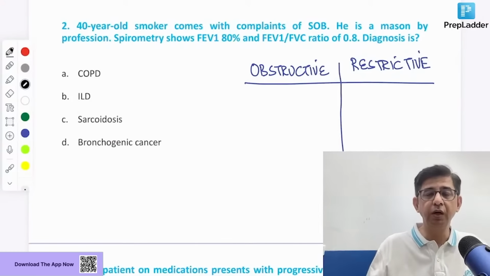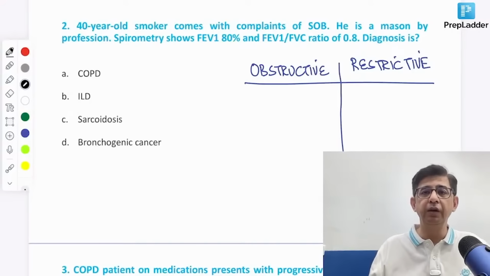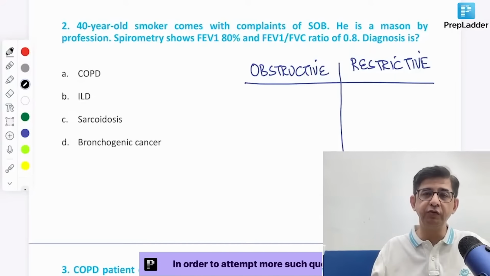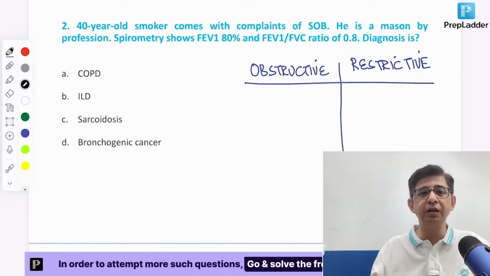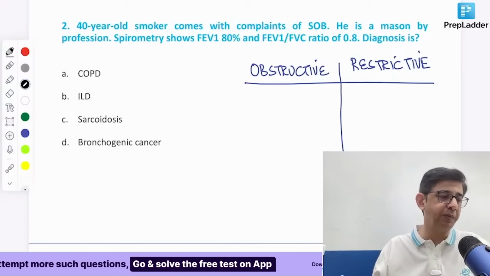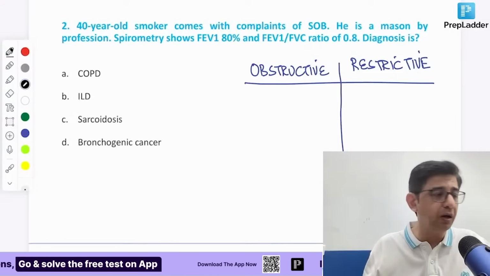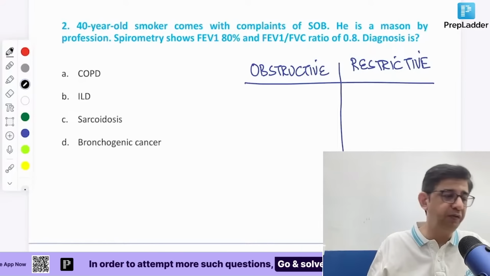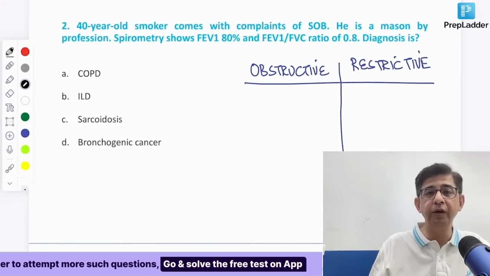A 40-year-old cigarette smoker comes with shortness of breath. He is a mason by profession. The spirometry shows FEV1 of 80% and FEV1/FVC ratio of 0.8. I think you guys can come to the diagnosis of this patient. Okay, I'm getting COPD in the answer. Can COPD have an FEV1/FVC ratio of 0.8?